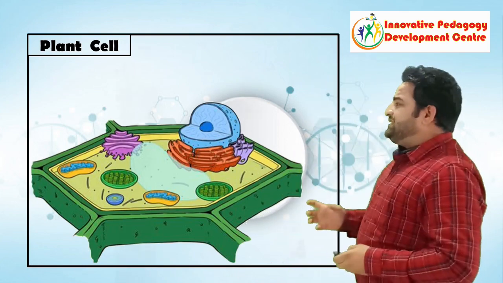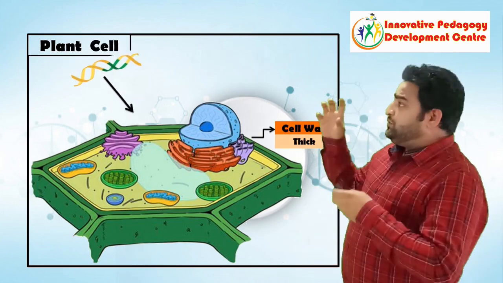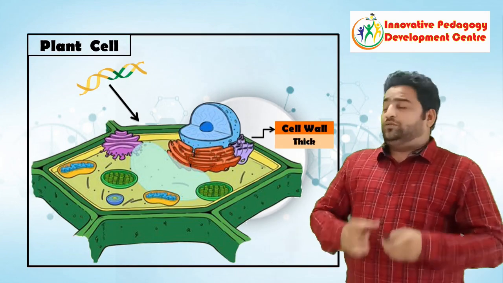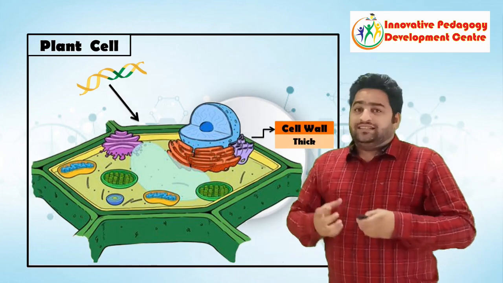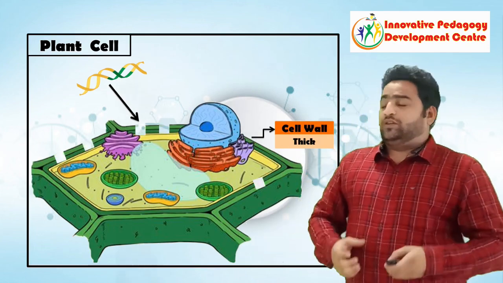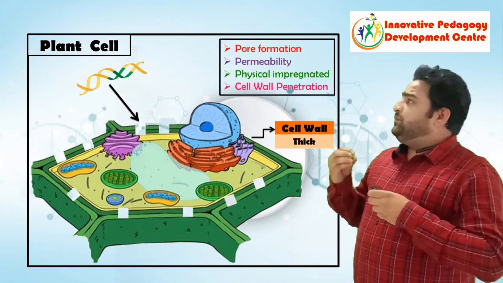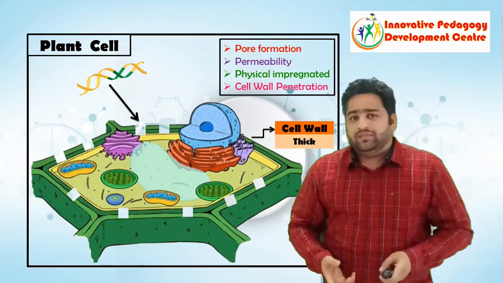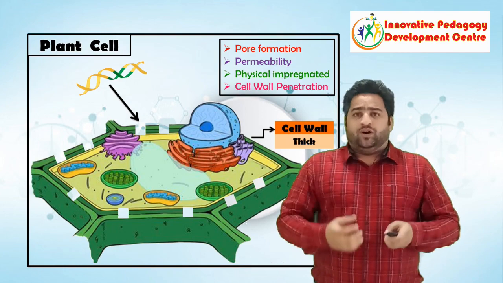Now the plant cell has a thick cell wall made up of cellulose. So in order to create the genetically modified organism, we need to insert a gene of interest inside the plant cell. But as the plant cell wall is very thick, we need to create pores or we need to penetrate the cell wall. So why are we doing this? To form pores on the cell wall or to increase the permeability, or we can say we want to physically impregnate the cell wall.